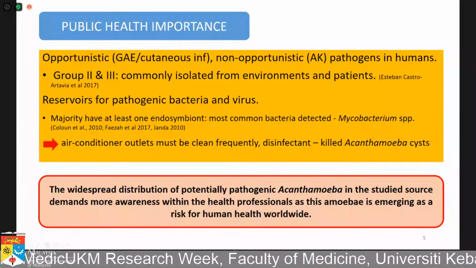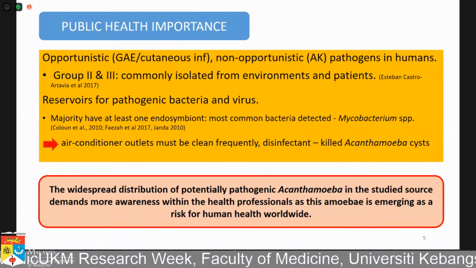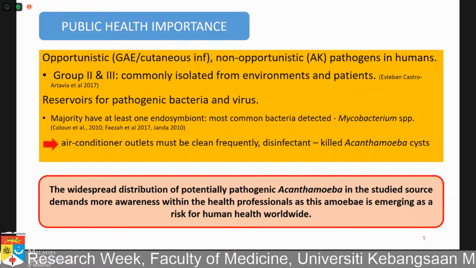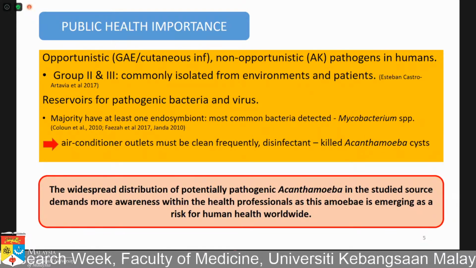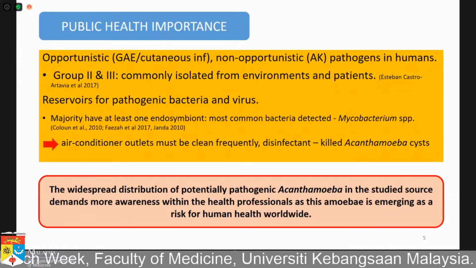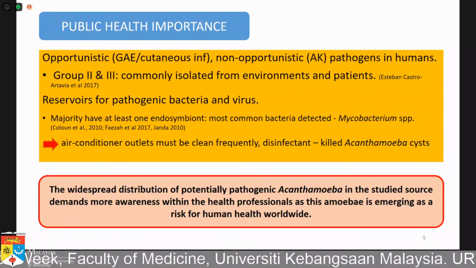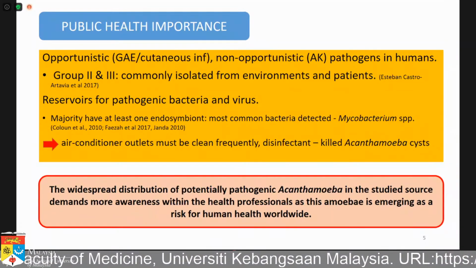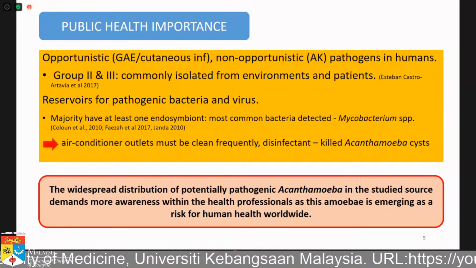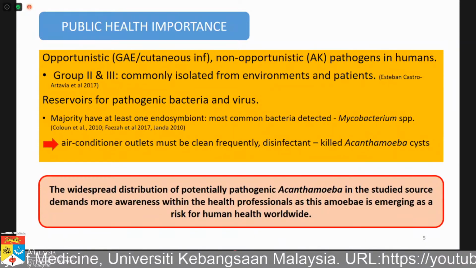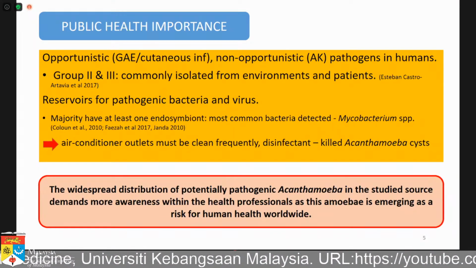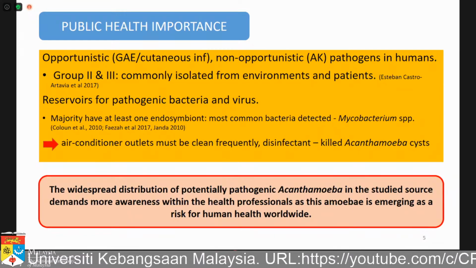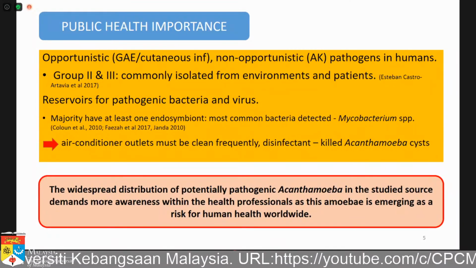So, the public health importance of Acanthamoeba can be explained in two ways. First, Acanthamoeba is the genus most frequently found in nature, and some of the strains or genotypes are able to infect humans and animals. And most researchers reported groups 2 and 3 as the most commonly isolated groups from both environment and clinical samples. And this research also identified the presence of this group as well. So the potential of this amoeba infecting individuals, especially those who are at risk in a hospital setting, is possible.